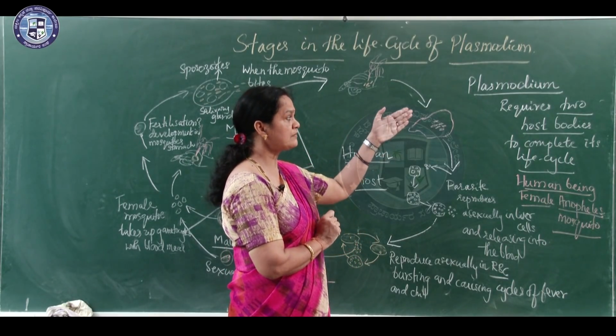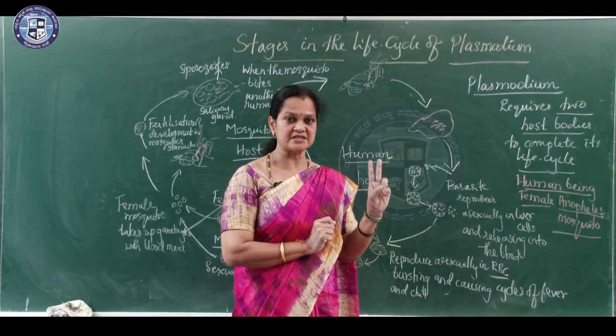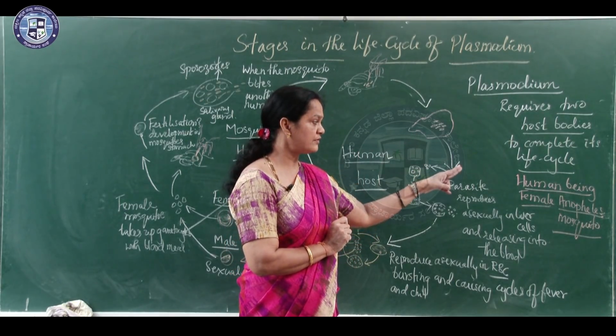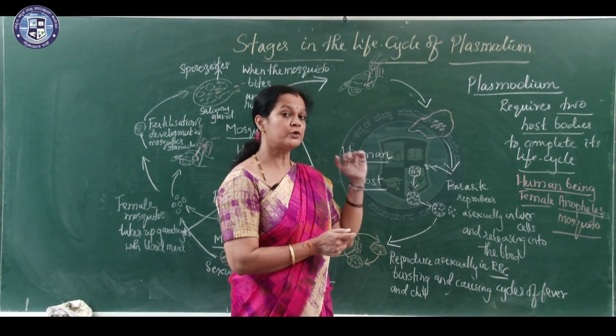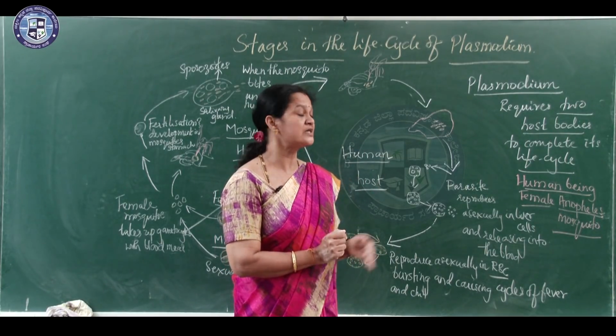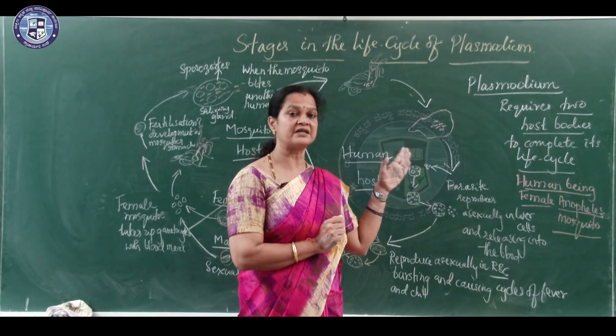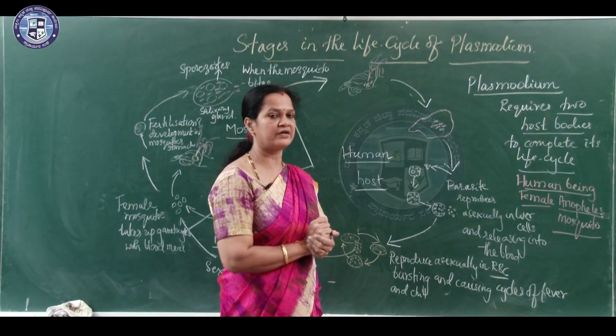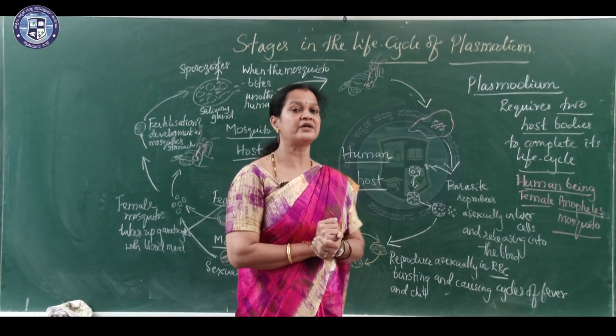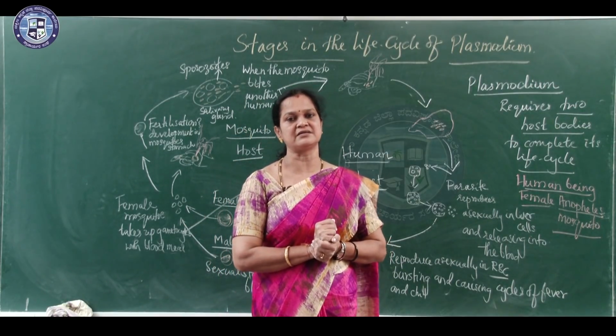So, Plasmodium requires two host bodies. The hosts are the human being, that is the definitive host or target host, we can say. To reach the target host, an intermediate host or intermediate agent or vector is required, that is the female Anopheles mosquito. We will see how it will complete its life cycle.